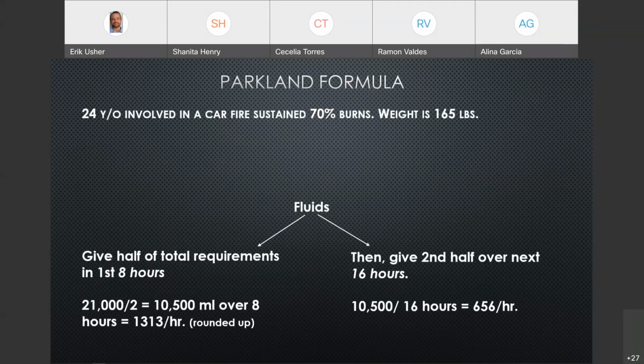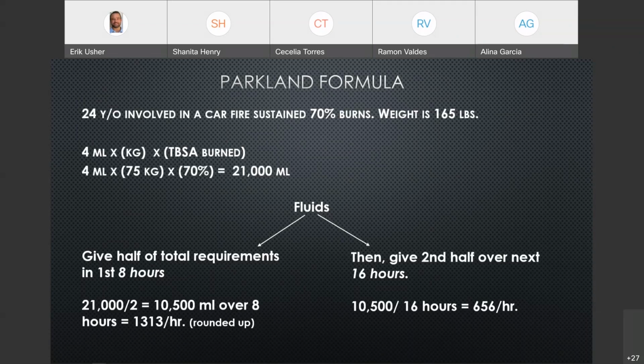You've got a 24-year-old in a car accident, 70% burns, and that's significant. They weigh 165 pounds. So here's our Parkland formula, 4 times the weight in kilograms times the BSA, which is 4 times 75 times 70. So this patient is going to get 21,000 milliliters of fluid in the first 24 hours. So we cut that in half. In the first 8 hours, they're going to get 10,500. We divide it by 8. It's 1,313 an hour, rounding up. And then the second half goes over the next 16 hours. So that's how we're calculating our rate.